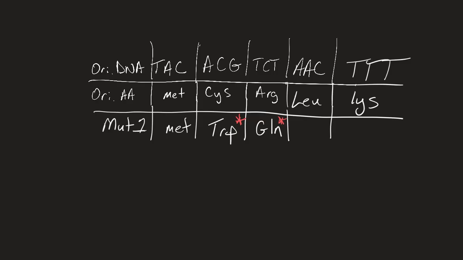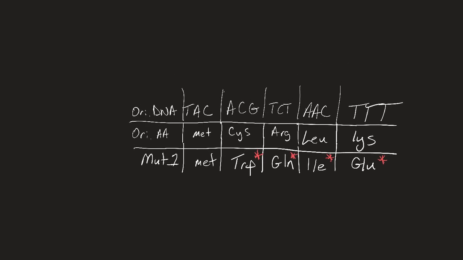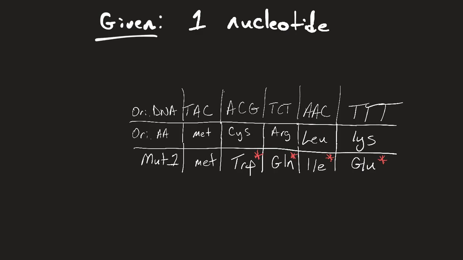What's the next one? GLN, isoleucine, and then glutamine. So everything changed here, right? Something happened where everything after it changed, and it's only a single mutation because that's what they told you in the problem. Remember, you always want to write down what you're given. And you were given that there was just one nucleotide mutation. Does that make sense?